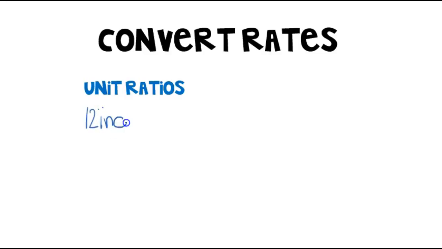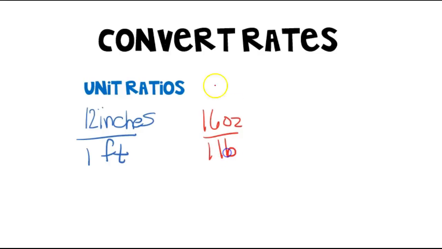12 inches for 1 foot. There's 12 inches in a foot. Essentially, 12 inches is 1 foot, so this is equivalent to 1, if you think about it that way. We can say that there's 16 ounces in 1 pound. We can also say that there is 100 centimeters in 1 meter. So these are all examples of unit ratios where we're just comparing two different types of rates. And we're going to go through some examples now so I can show you how this will come in handy.